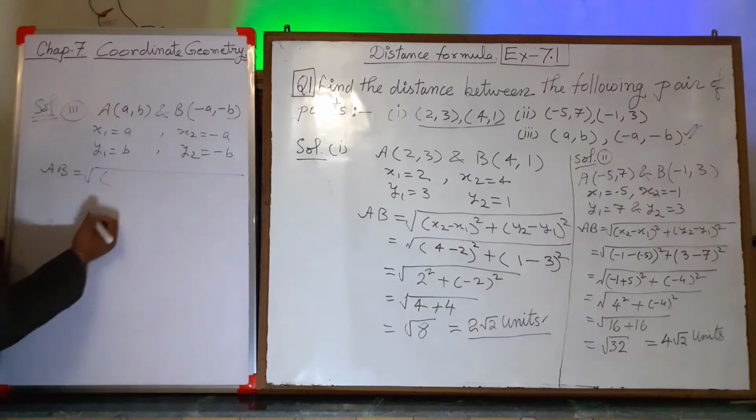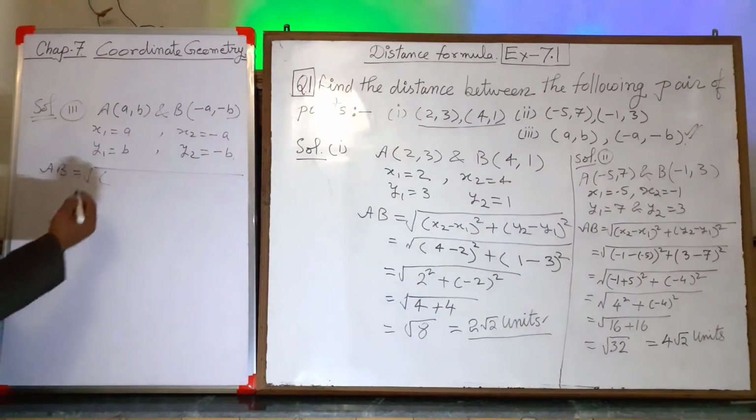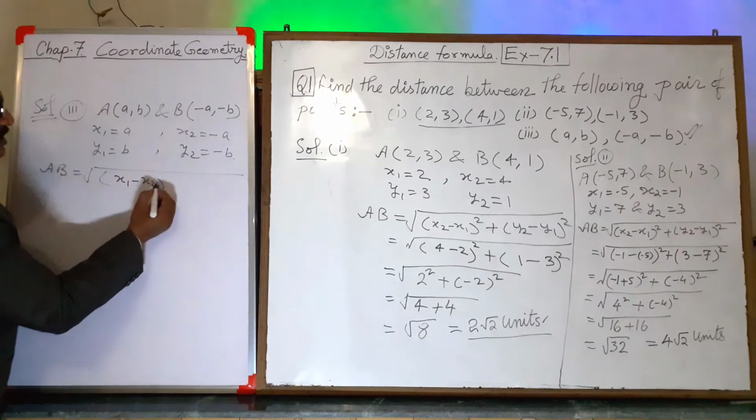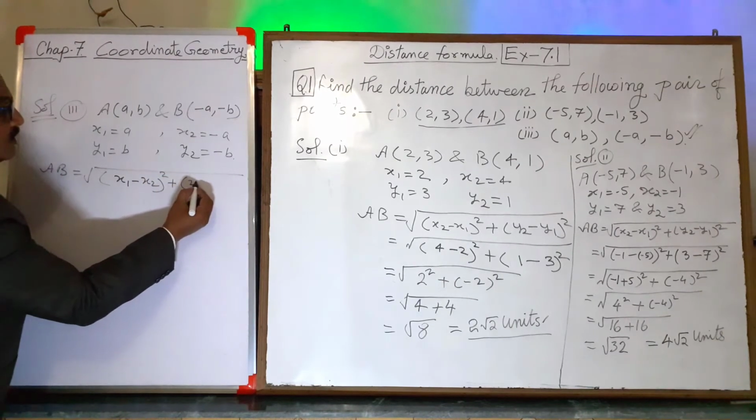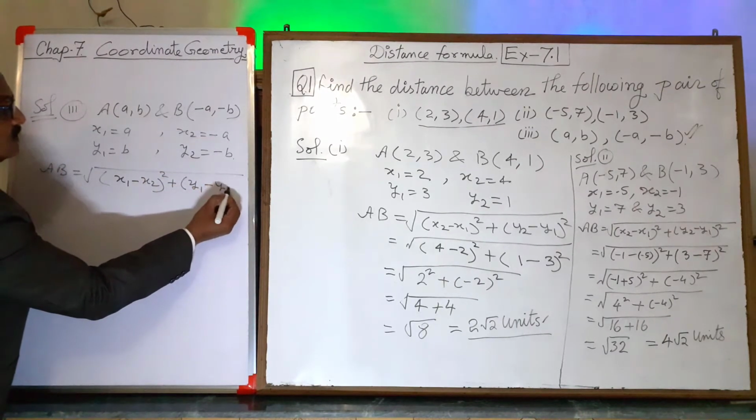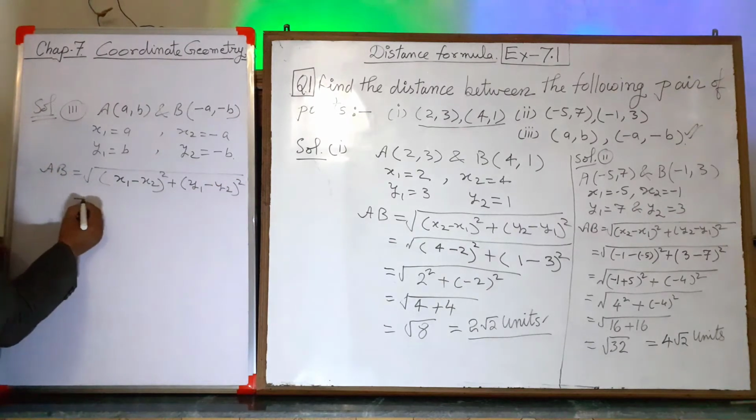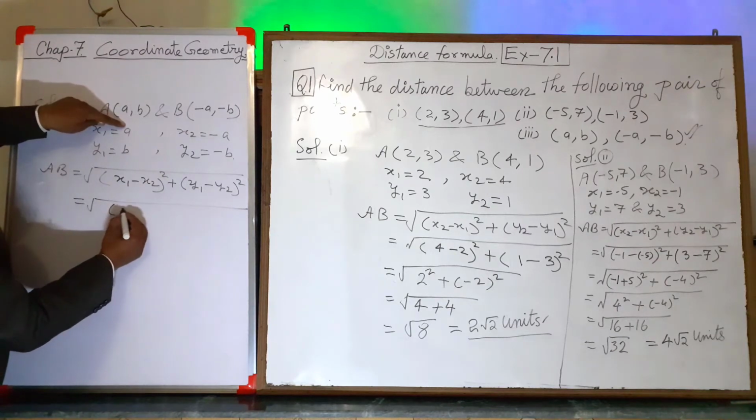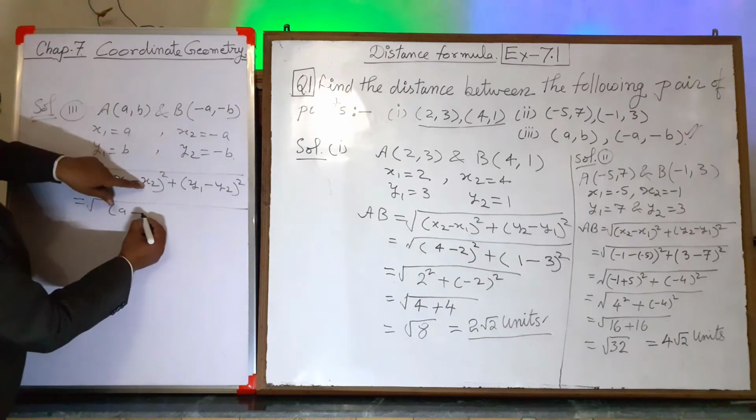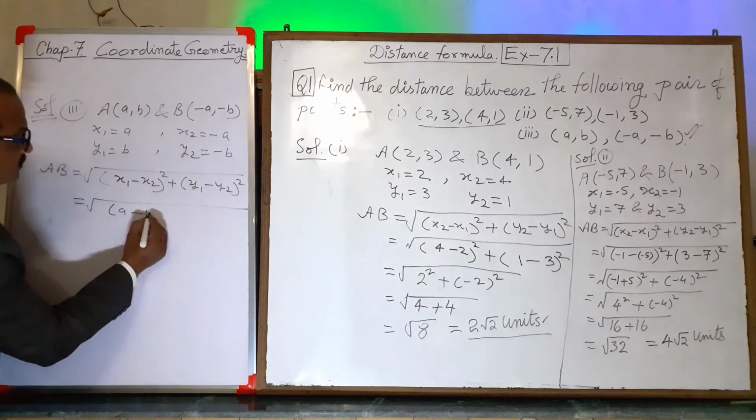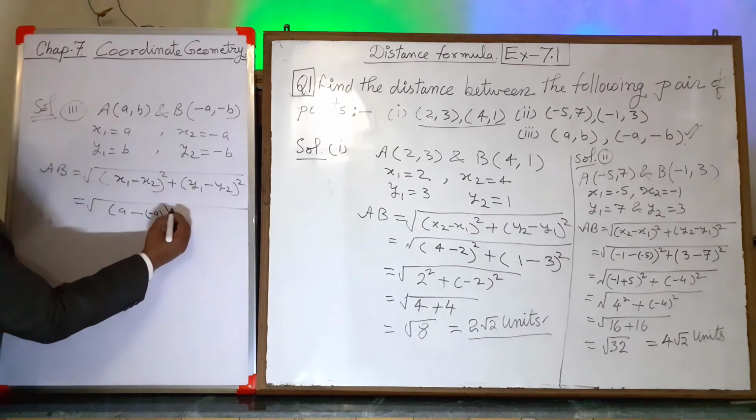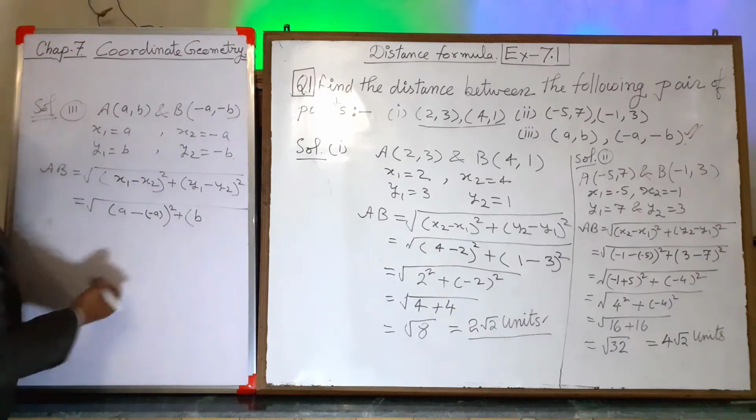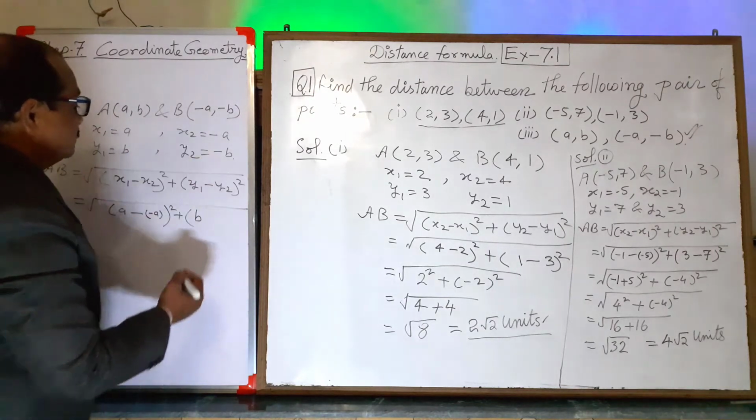Now in this one I can apply this also. You can write the distance formula: square root of (x1 minus x2) whole square plus (y1 minus y2) whole square. Substituting these values, x1 is a minus x2 is minus a, so a plus a is the whole square, plus y1 is b and y2 is minus b.